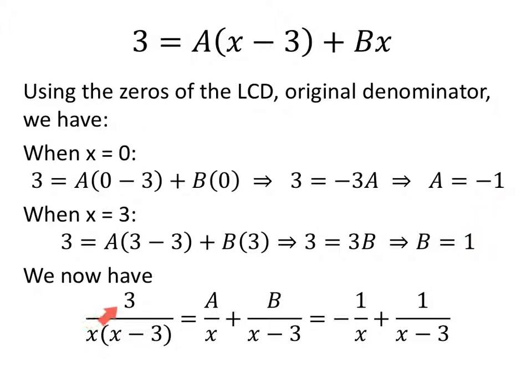Remember, we have our form, 3 over x times x minus 3, written as a over x plus b over x minus 3. Now I substitute my a value of negative 1, my b value of 1, and I like to write the form so that I get the a and the b in the correct locations after I find them. Let's do another example.